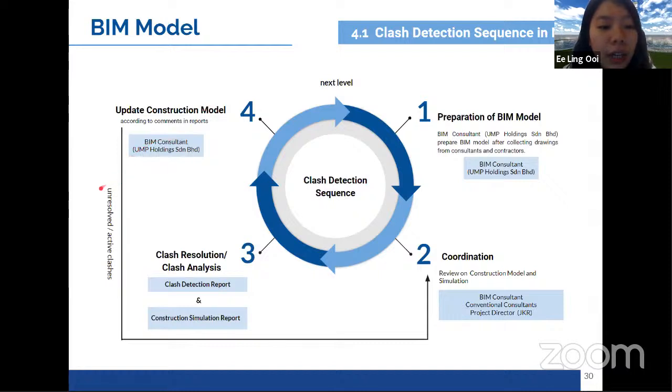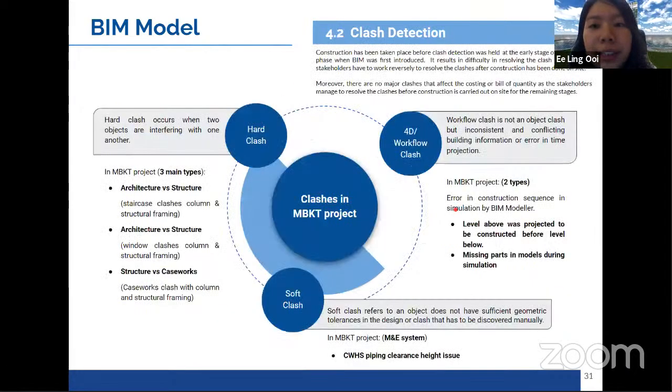And if there are unresolved or active clashes, this cycle will repeat until it's clash free, and they will go on to the next level. Then in the MBKT project, there are actually 3 types of clashes: the hard clash, the soft clash, and also the workflow clash, which is based on the visualization or simulation.